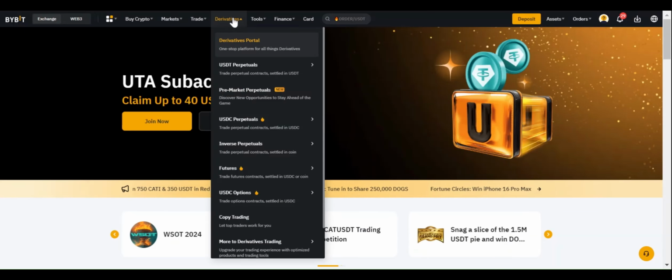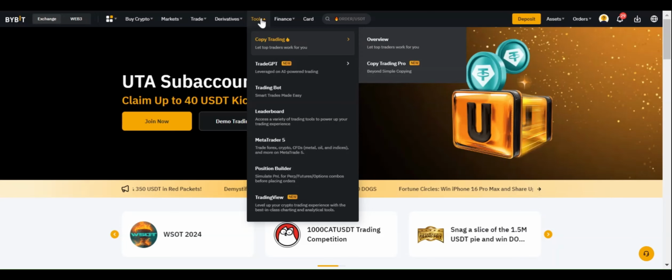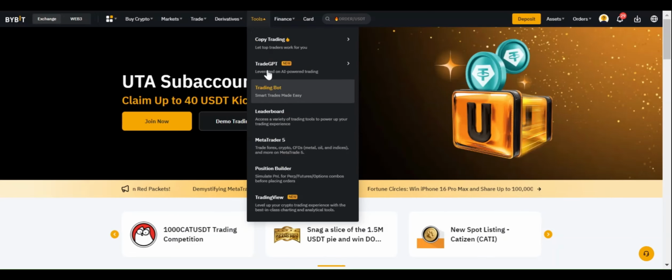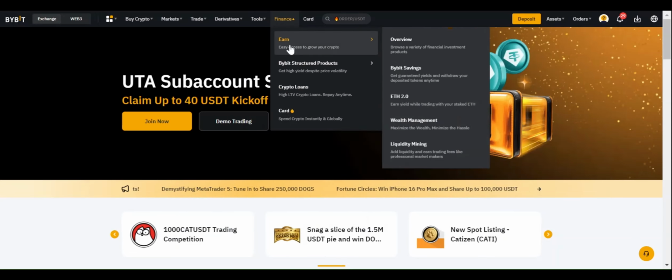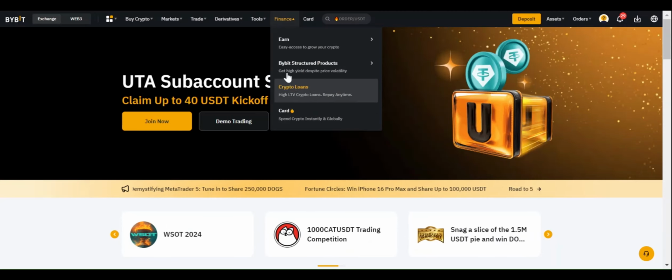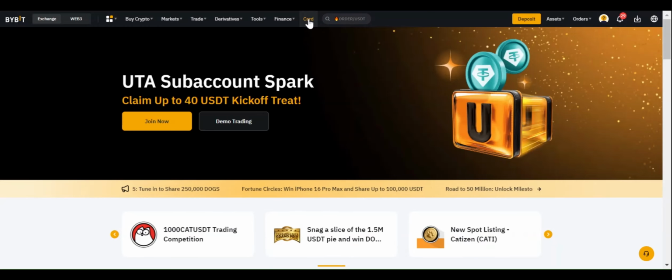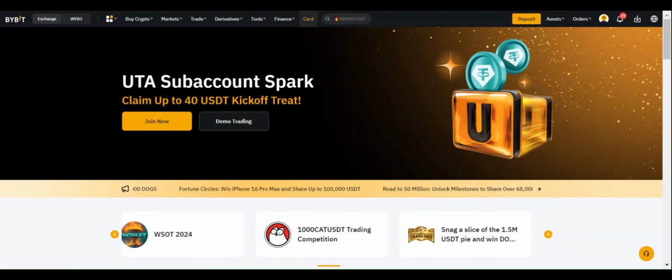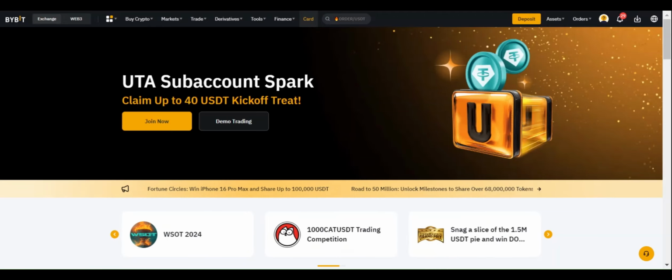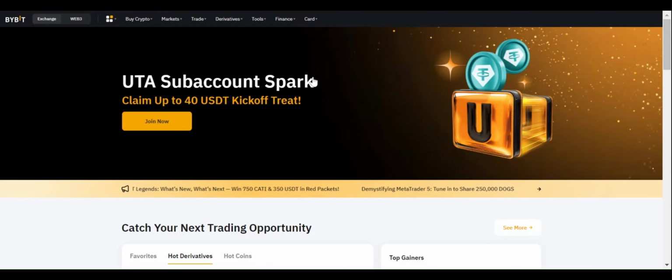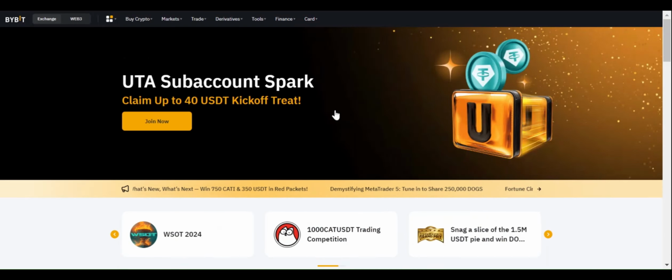Okay, we're examining derivatives, then tools, finance, card, all of that. Not sure what this card does. But anyway, that's the platform.